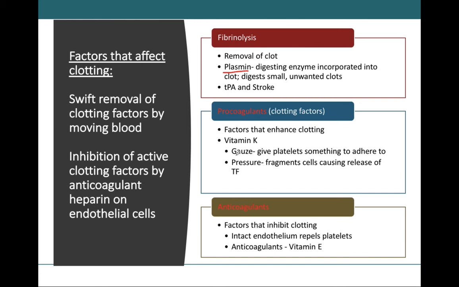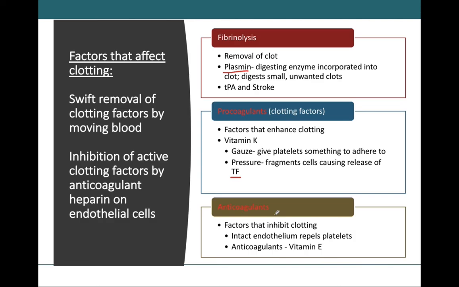Pressure is another factor that can be considered a procoagulant. Pressure on wounds is actually going to mechanically disturb that area, and that releases a molecule known as tissue factor, which will eventually aid in coagulation as well. Now these are some examples of procoagulants, but we also have examples of anticoagulants, which will do just the opposite. These are going to prevent blood clotting.